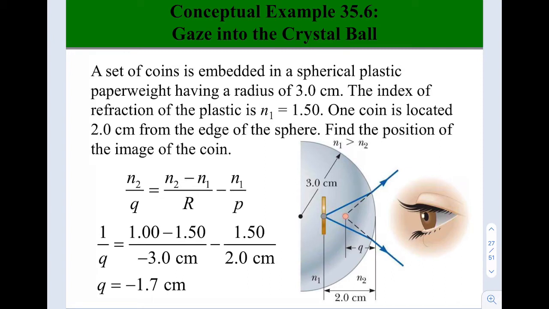So this is your object, and here is your image. From this diagram, you see that the coin, or the image, appears to be closer to the paperweight surface than it actually is. It seems closer because it's only 1.7 cm compared to the original 2 cm.